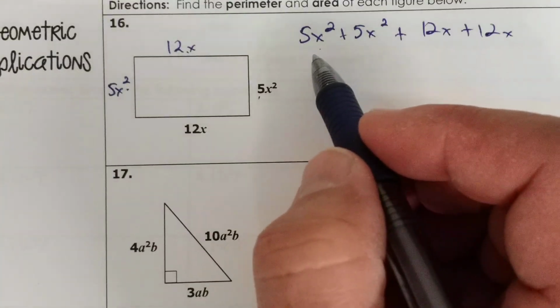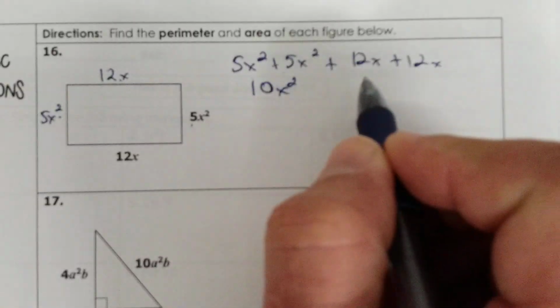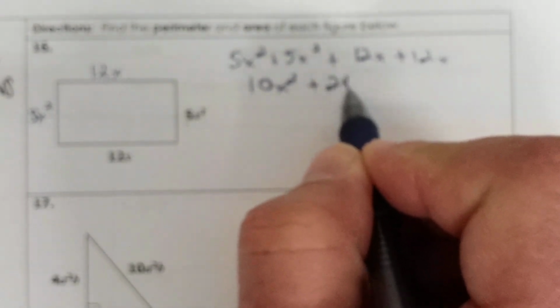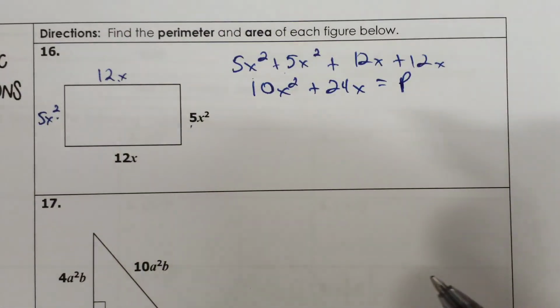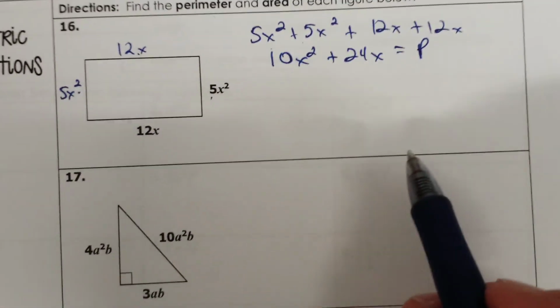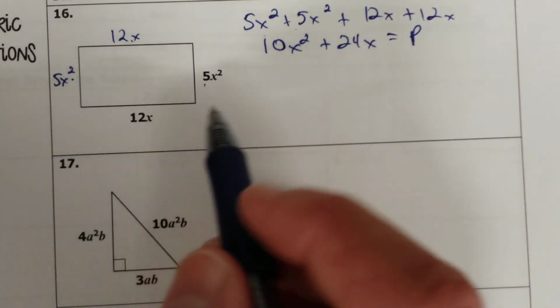If I add those together, that's the perimeter. Well, I can add as long as they're like terms. 5x squared and 5x squared make 10x squared. 12x plus 12x make 24x, and I can't add those together. So this is the perimeter, expressed as a polynomial here.